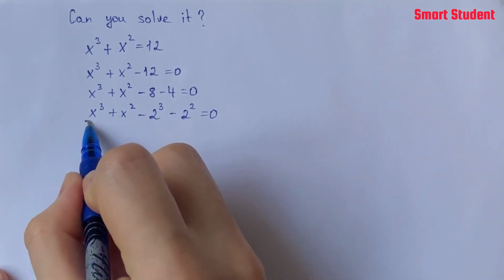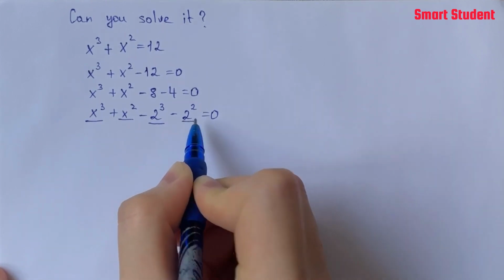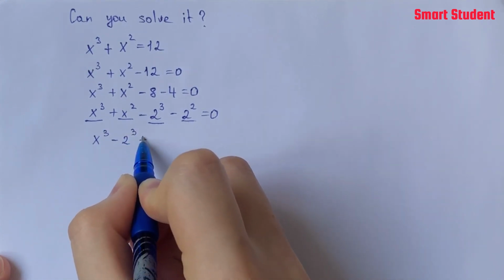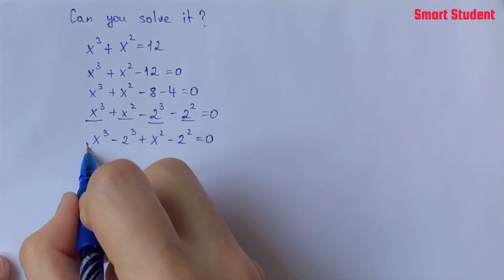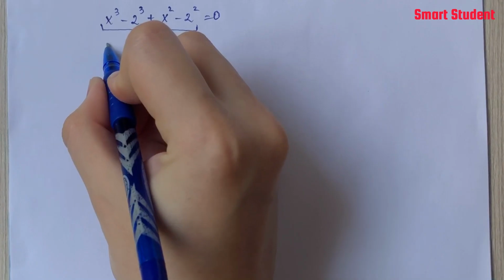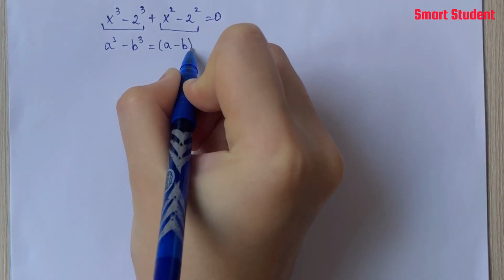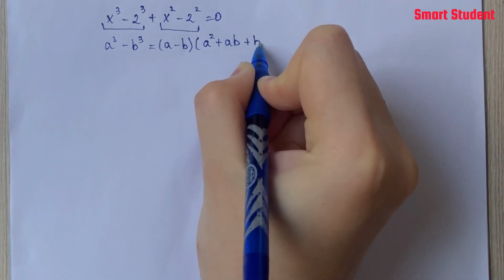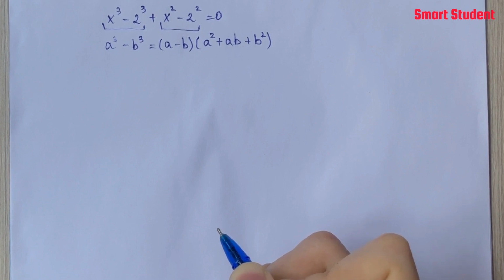So now I have here x cubed minus 2 cubed, and I have here x squared minus 2 squared, and now I'm going to rewrite it like x cubed minus 2 cubed plus x squared minus 2 squared, and all of these are equal to 0. Notice that here we can apply a rule: a cubed minus b cubed is equal to a minus b times, open the brackets, a squared plus a times b plus b squared. And don't confuse this term with the square of the sum of two terms. There is no 2 in the middle here, okay?